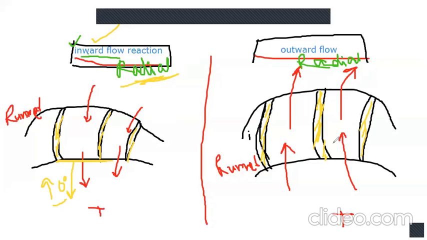Here, in the outward flow, it is the same concept. Water comes from the center and goes in the outward direction. At the outlet, the water is flowing at 90 degrees, or the discharge is 90 degrees. This is the basic concept of inward flow radial reaction turbine or outward flow radial reaction turbine. First of all, we erase all these things.